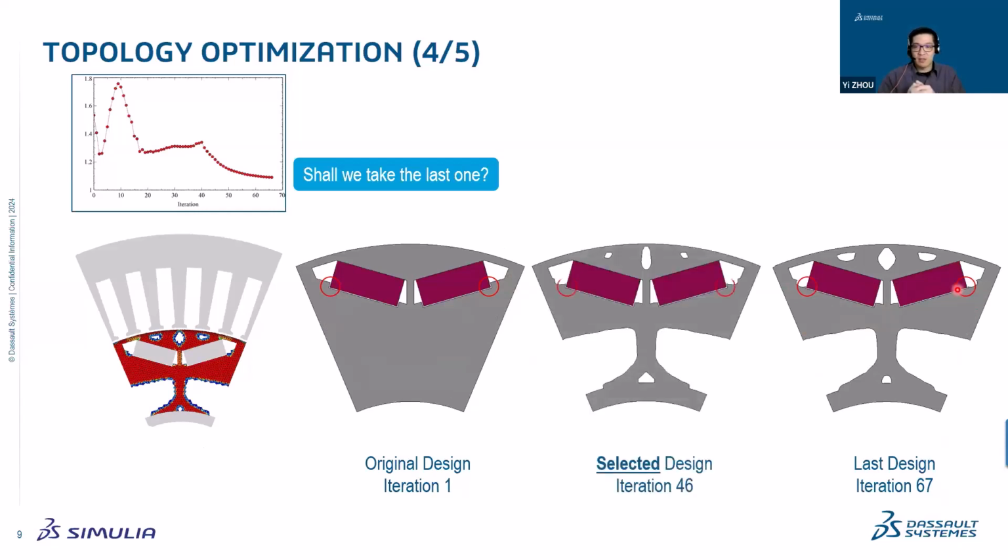So we pick the 46 design. This means we have the torque, we have the weight reduction, and in the meantime, we still maintain the support for the magnet. So this design will be used further for the optimization afterwards.